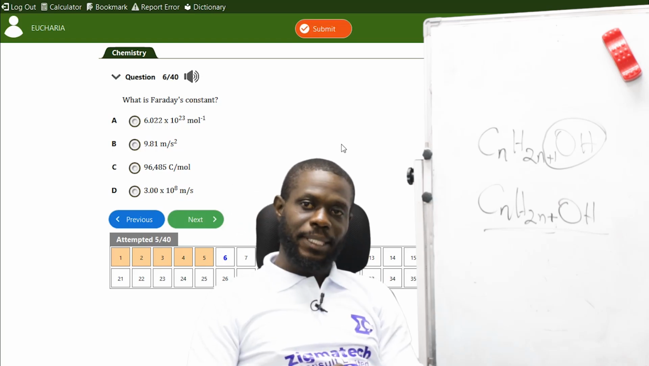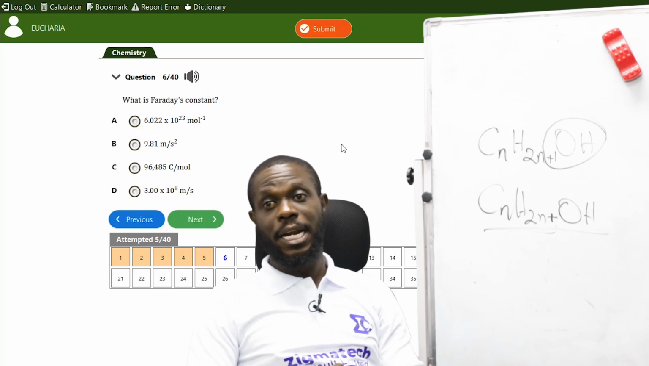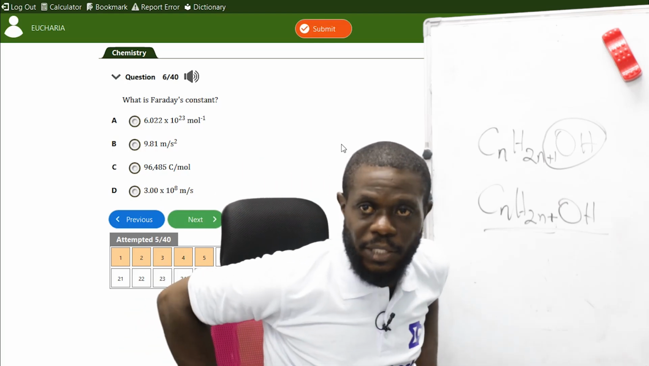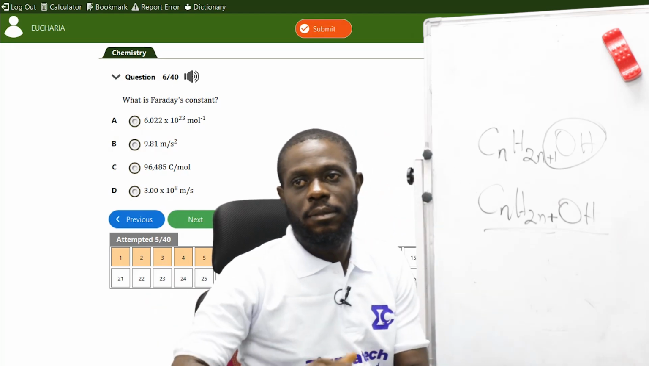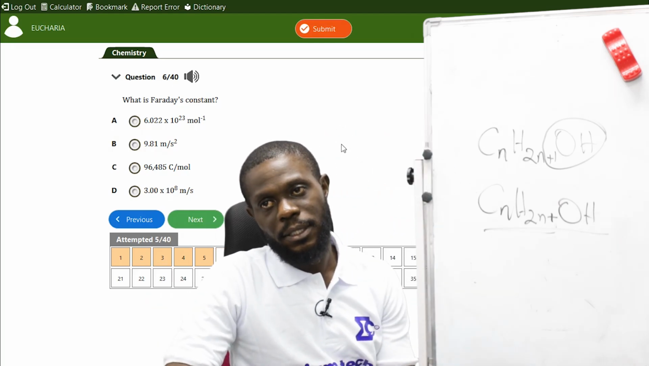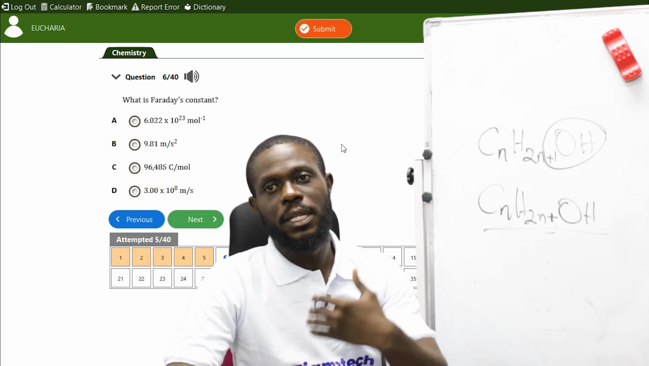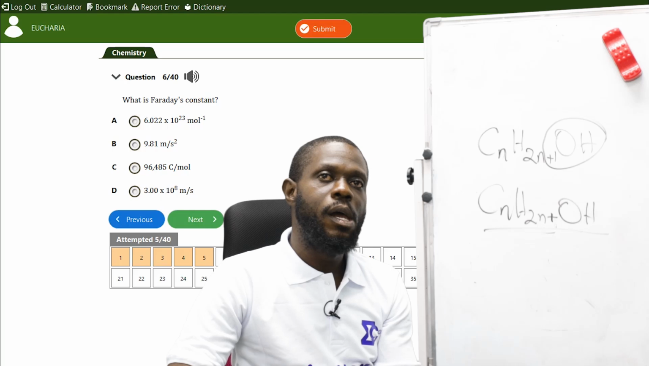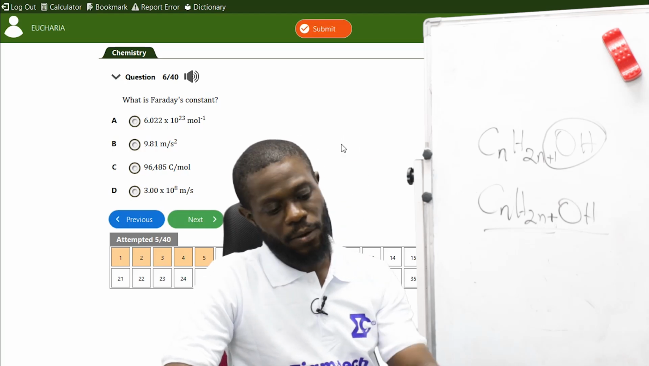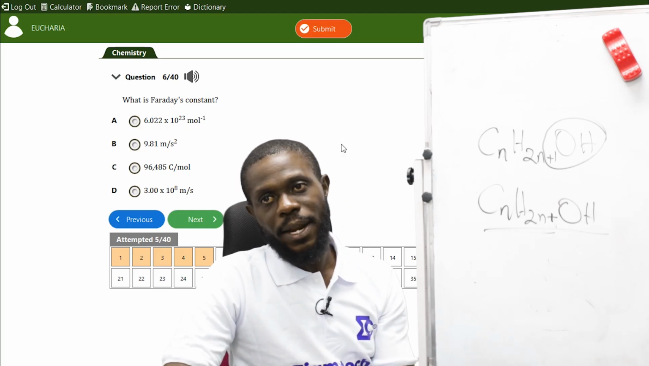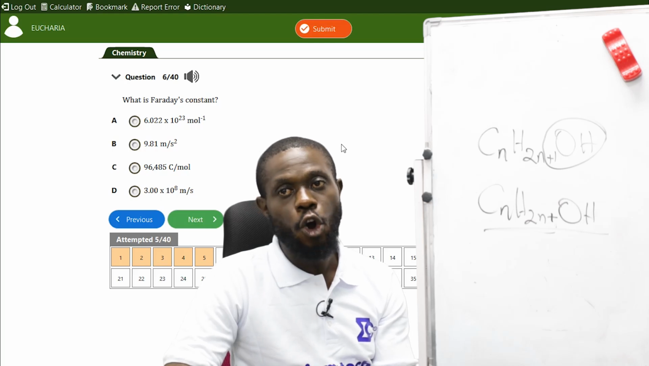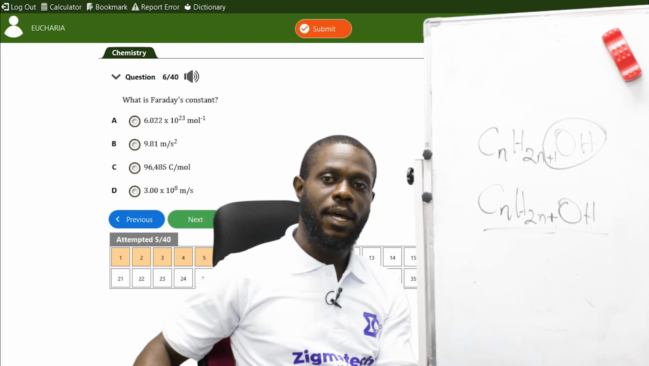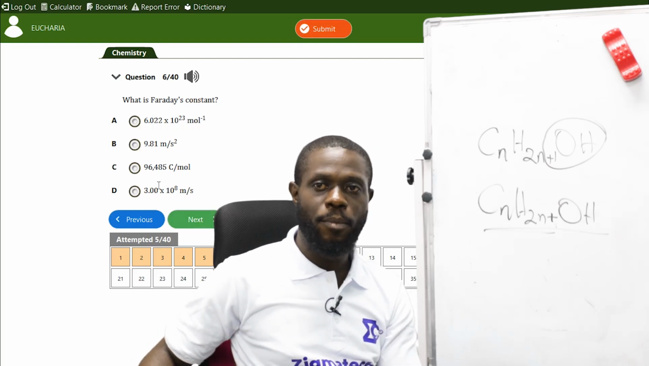Meter per second, which is the B, is acceleration. It is not a constant. The D, meter per second, is velocity. Velocity is not a constant. It's a process. Acceleration is still a process. Amount of a mole is calculating the mass of that product, while the Faraday's constant is calculated in coulombs per mole, like I said. So the answer is C. That is 96,485 coulombs per mole.